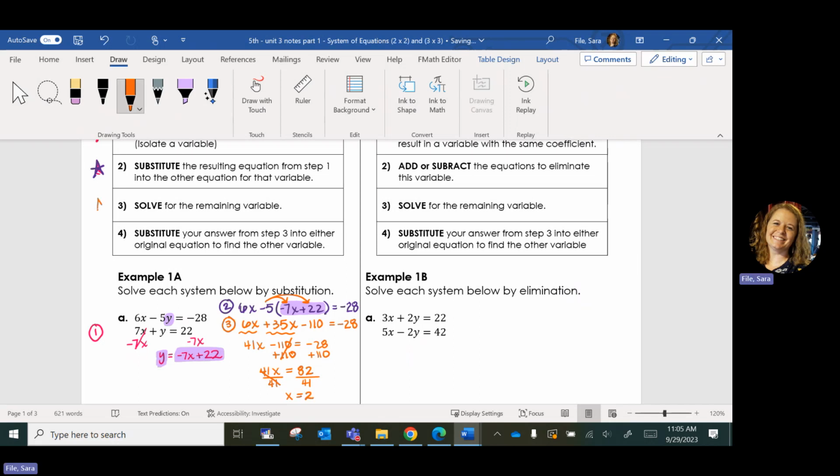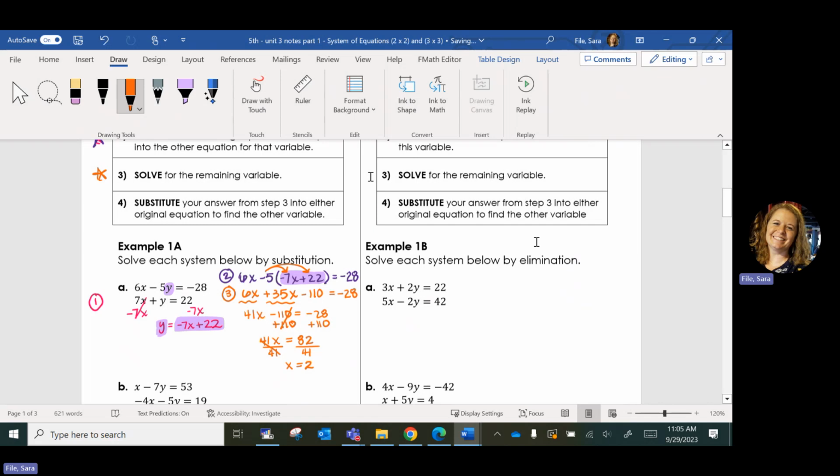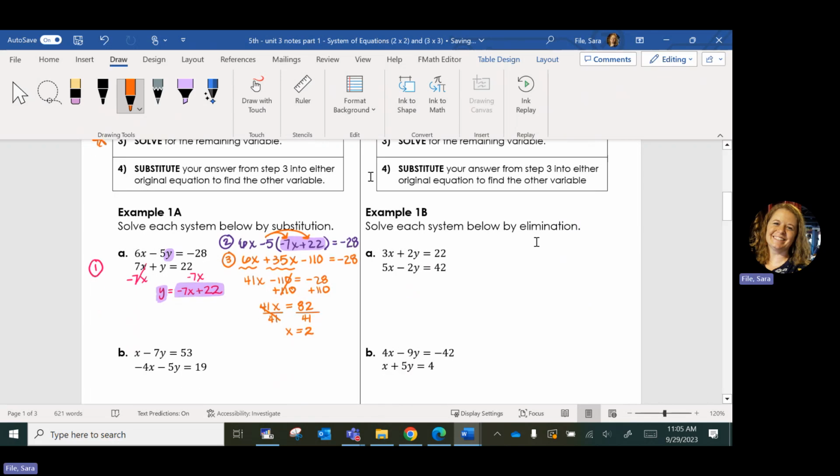So that was step 3. Step 3 was a little lengthier. It took me a little bit to get that solved for. So now step 4 says, substitute your answer from step 3 into either original equation to find the other variable. So I can substitute this new x value that I just found. I found out x is 2.